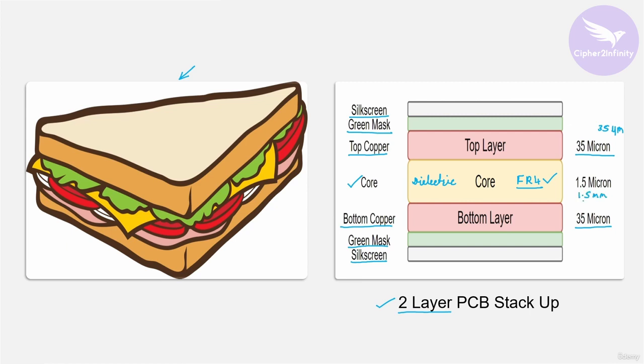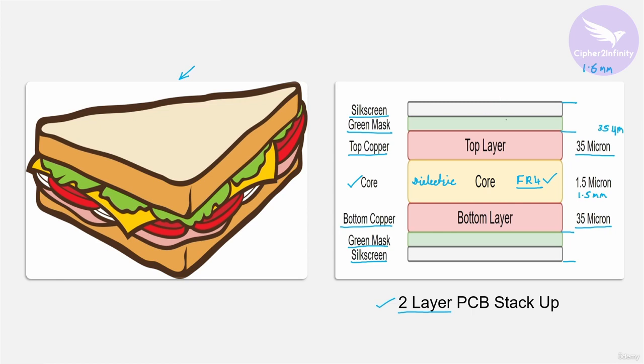So it's 1.5 millimeter, and the total thickness starting from this point till this point is 1.57 millimeter. If we include the thickness of this green masking and this silk screen, then the total thickness from this point till this point is going to be 1.6 millimeter.